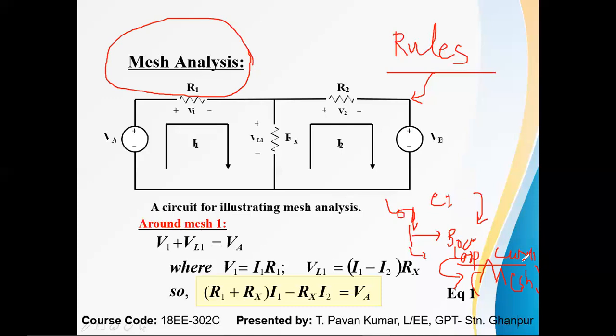So a loop equation based on the loop currents is nothing but a mesh analysis. It means loop equation based on loop currents is nothing but a mesh analysis.